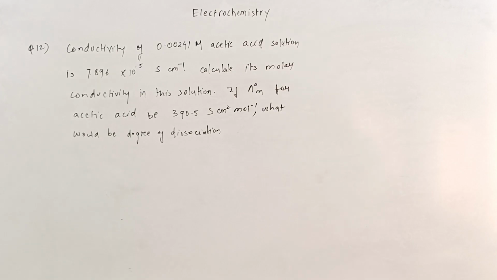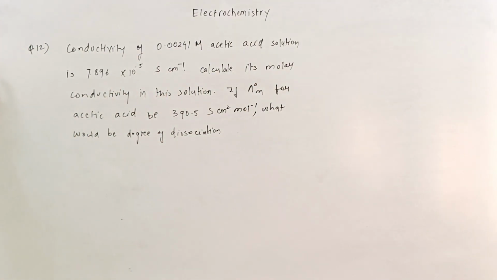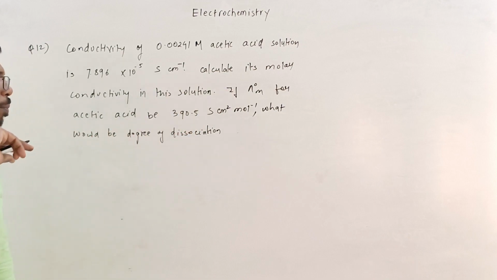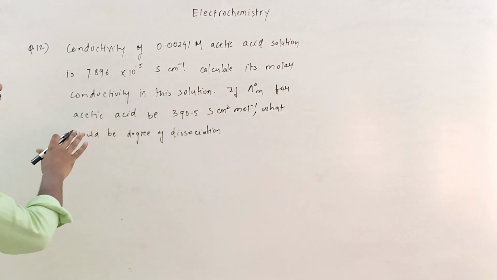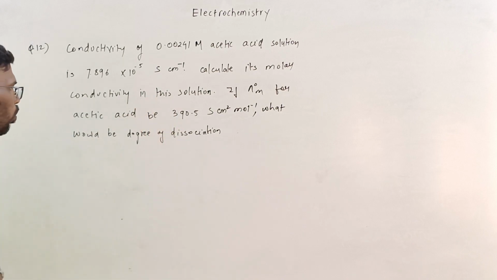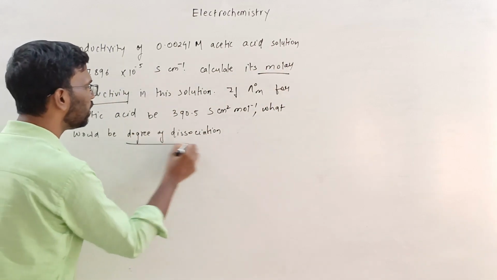So this question number 12: the conductivity of a 0.00241 molar acetic acid solution is 7.896 into 10 to the power minus 5 Siemens per centimeter. Calculate its molar conductivity in this solution. If lambda naught m, the limiting molar conductance for acetic acid, is 390 Siemens centimeter square per mole, what would be its degree of dissociation? Two things I need to find. One is molar conductivity and the second is degree of dissociation.